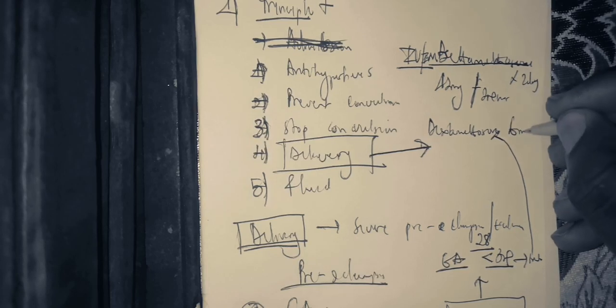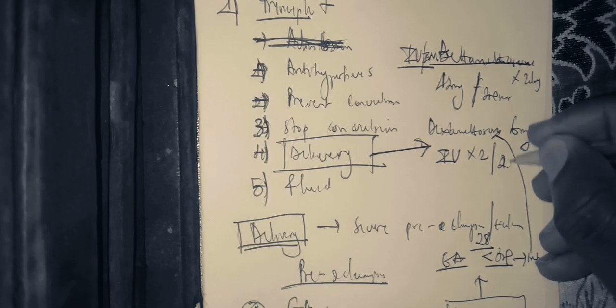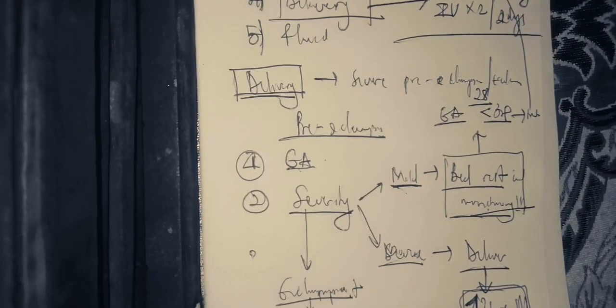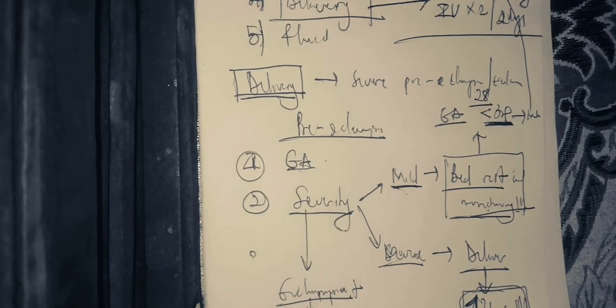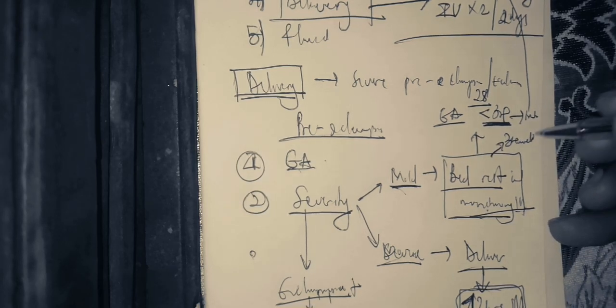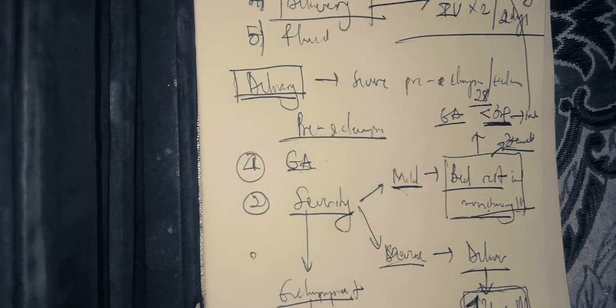Dexamethasone is 6 milligrams IV 2 times per day for 2 days. Is it clear? You do a lung maturation and then you wait for the patient till 34 weeks of gestation and you deliver. But if the patient is already more than 34 weeks of gestation, you confirm the gestational age and then you deliver the patient. Is it clear?